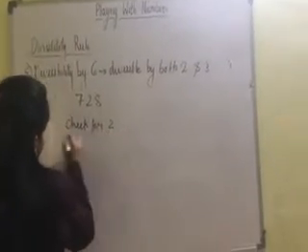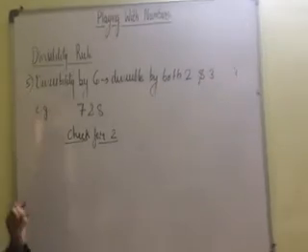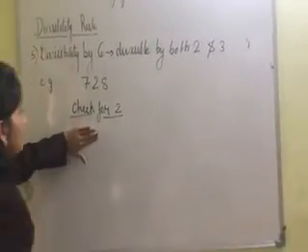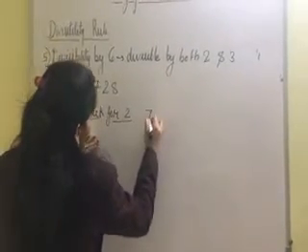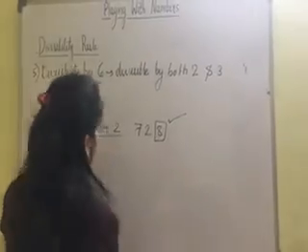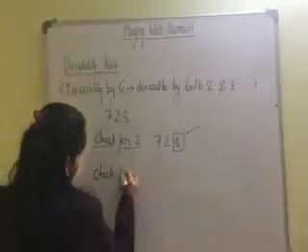You know the divisibility condition of 2. If the unit place is 0, 2, 4, 6, or 8, then the number is divisible by 2. So here in 728, the unit place is 8. It means it is divisible by 2. Now check for 3.